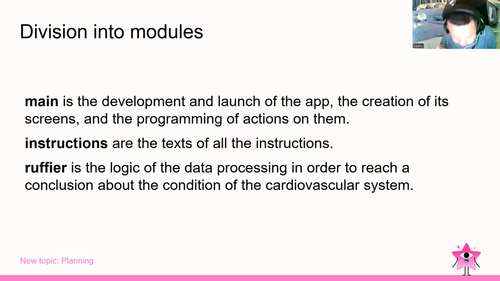So we will have three kinds of files. We have the main, which is the development and launch of the app, the creation of its screens and the programming of actions on them. The main will be the most important part. Also we have the instructions, which is the text of all instructions. And then we have the Rufier, which is the logic and data processing in order to reach conclusions about the condition of the cardiovascular system. So we have the main, the instructions, and the Rufier index. Okay, Keanu?